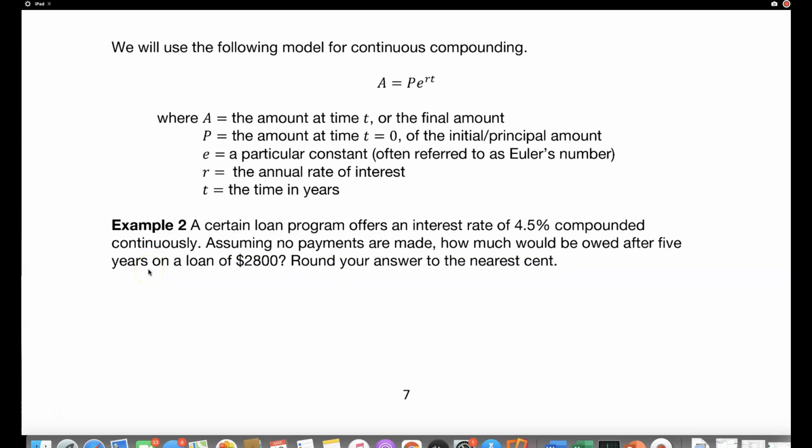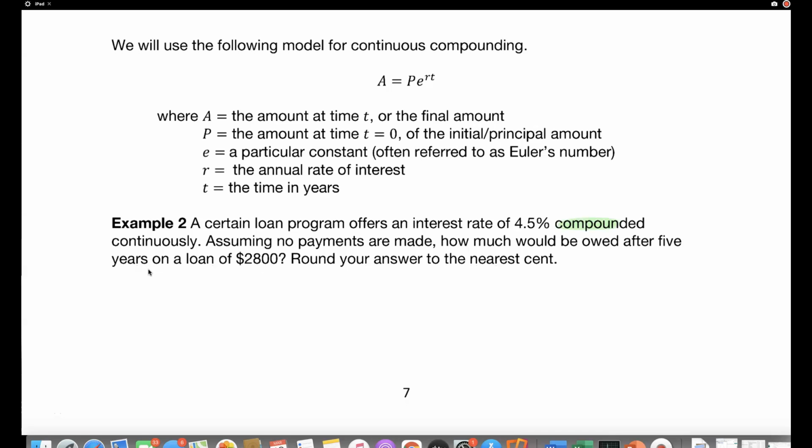We will use the following model for continuous compounding. Anytime you're solving these word problems and you notice key phrases like "compounded continuously," highlight that, and if you see that, you're going to use this formula. For example 2 down here, I will automatically start by writing that formula.